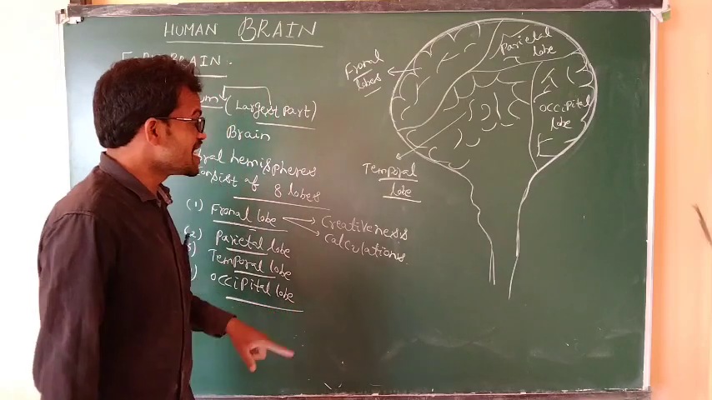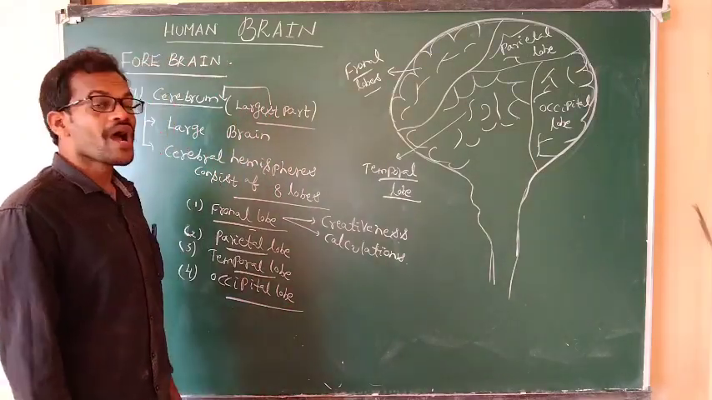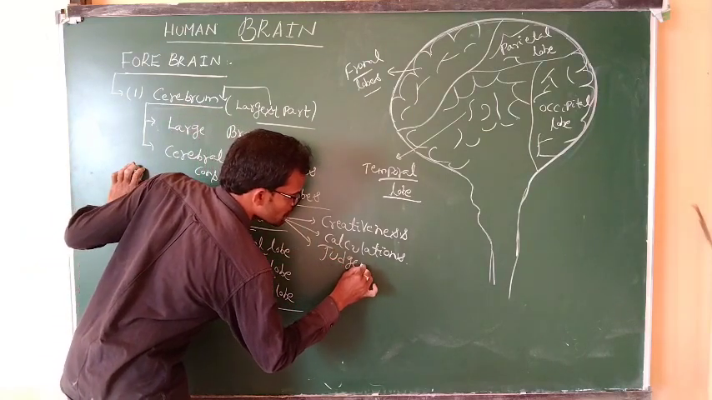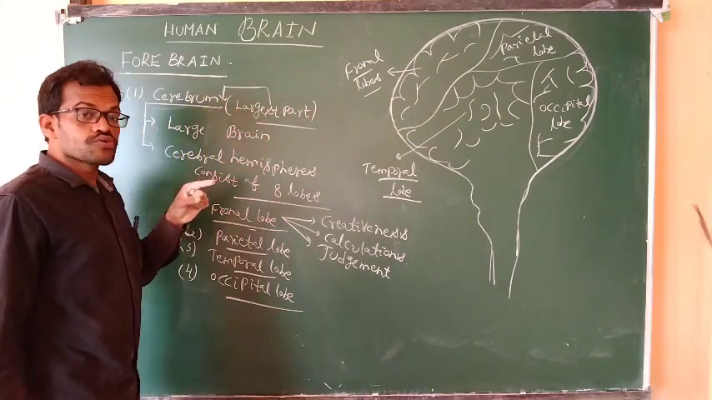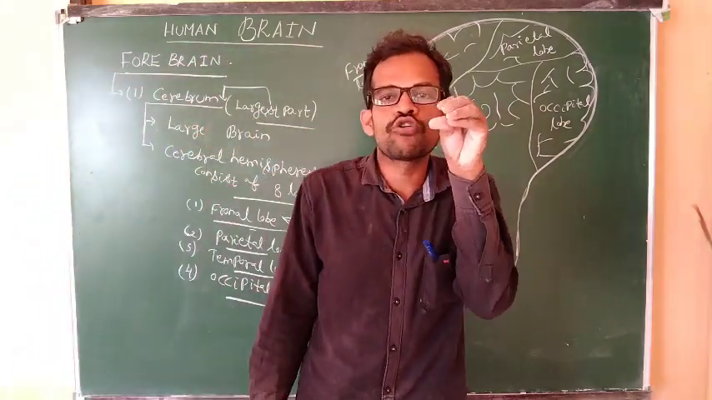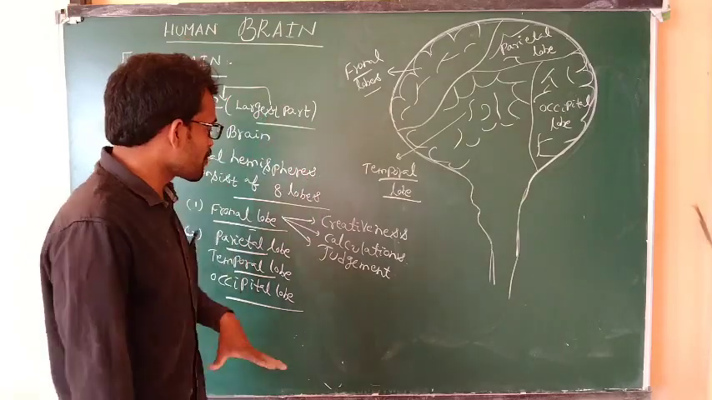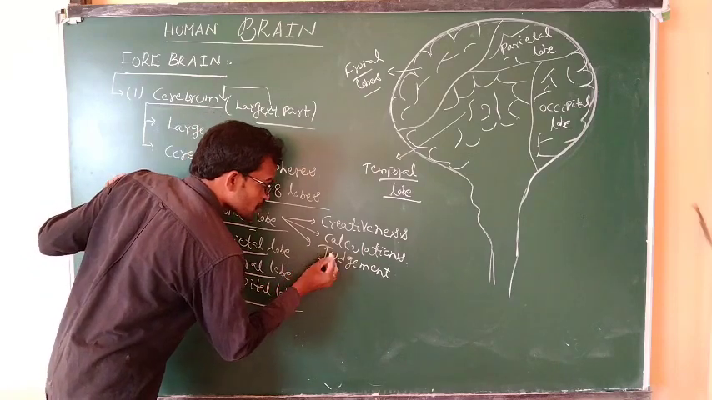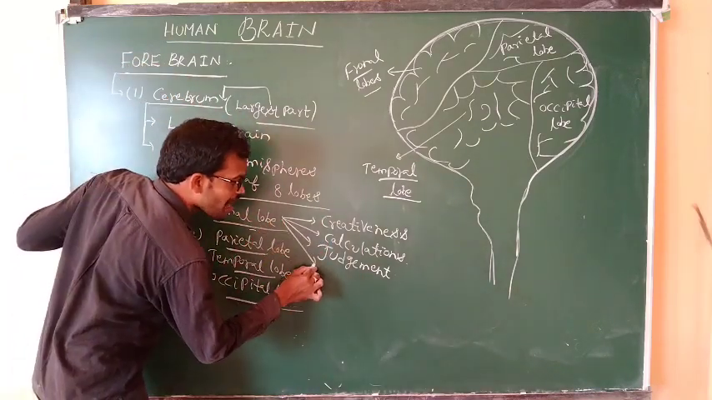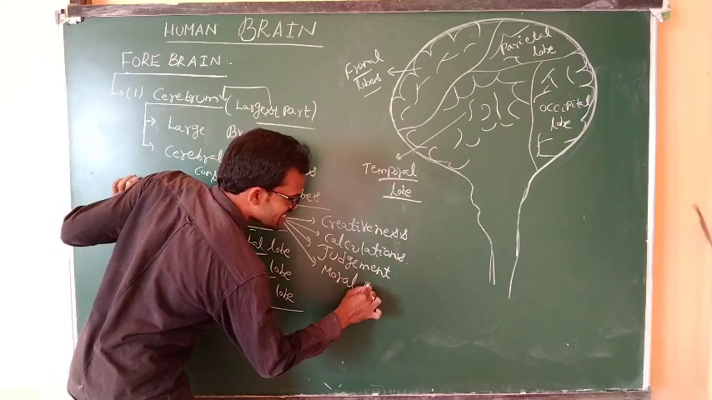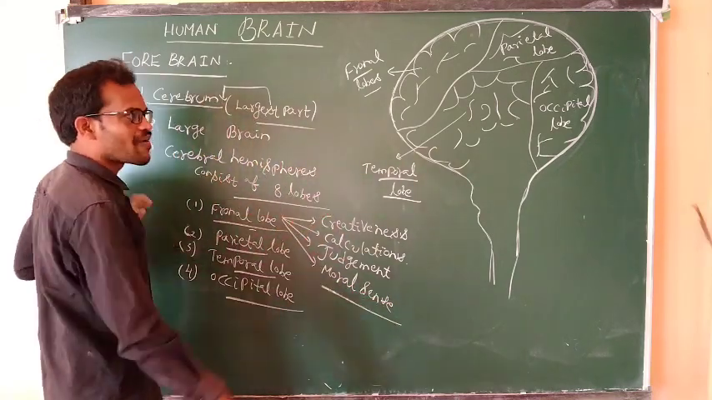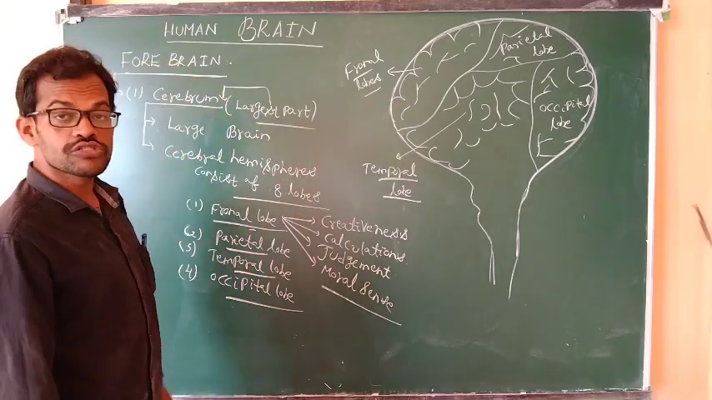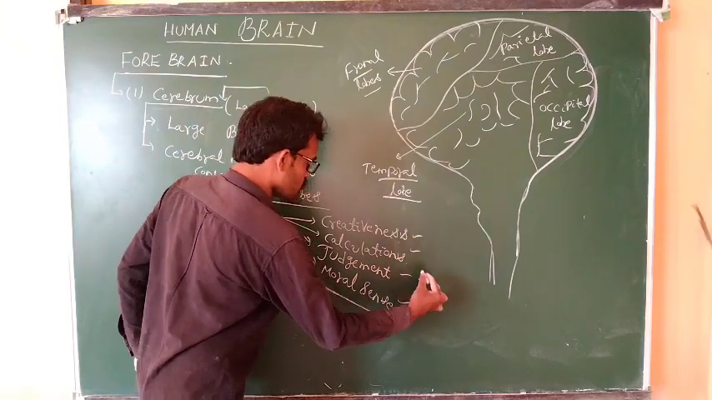What is the function of these frontal lobes? In human beings with frontal lobe development, creativeness is more, calculations are more, judgment is more, and the moral sense is also well developed. When the frontal neurons are well developed, creativeness, calculations, and judgment are all more.